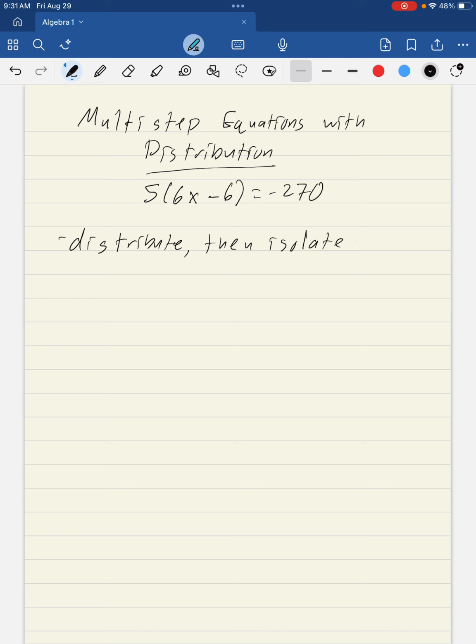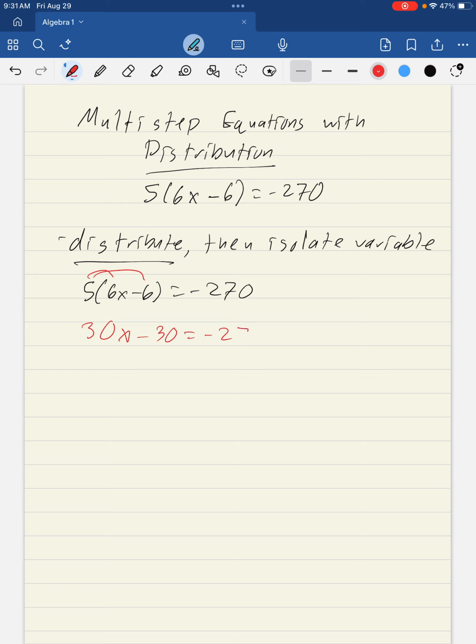So here we go. Distribute first, then isolate our variable. So we have 5 times 6x minus 6 equals negative 270. And we're just going to distribute first. So I have 30x minus 30 equals negative 270.